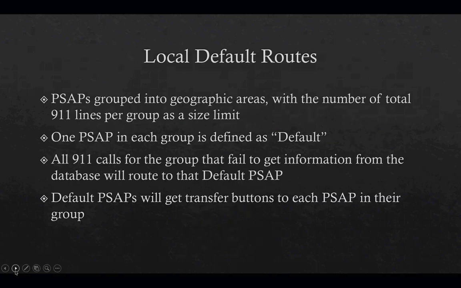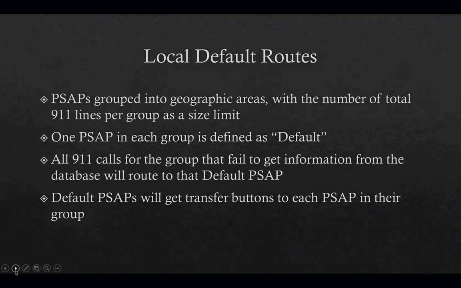So we do think that this is going to help, but it's not actually going to solve the problem. Like I said, the PSAPs are going to be grouped into geographic areas, and the size of those areas is dependent on the number of 911 lines they have. So we can only fit so many on one of those trunks. And then for each of those groups, one 911 center is going to be classified as what the telephone company calls default. And that would be the PSAP that gets the call if there's no database information.